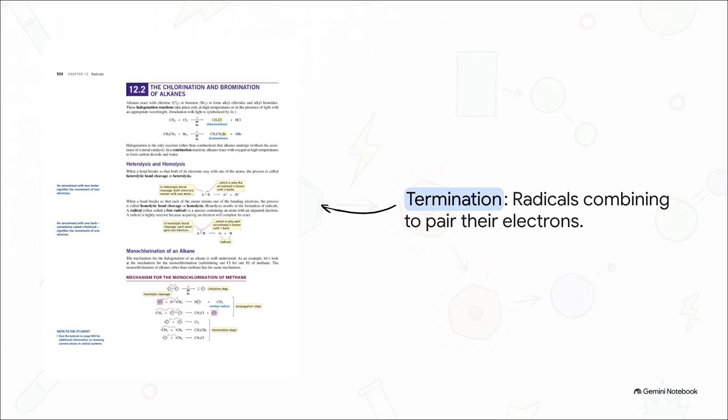The life cycle decisively ends when any two radicals accidentally collide with each other. Look at the three possibilities we have here. Two chlorine radicals could hit each other, two methyl radicals could find each other, or a methyl and a chlorine radical could meet. When they do collide, those desperate unpaired electrons finally pair up, forming a stable covalent bond. The octets are satisfied, the radical is dead, and the chain reaction completely stops in its tracks.